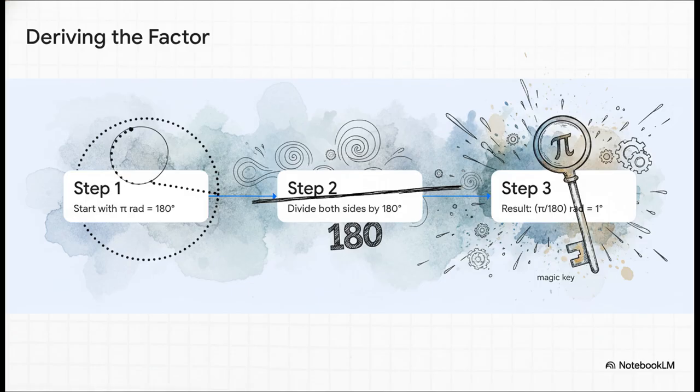We just start with our master equation, pi radians equals 180 degrees. Now, what if we just want to know what a single degree is worth? Well, we just do a little algebra, divide both sides by 180. And what does that give us? It tells us that one single degree is equal to pi over 180 radians. That little fraction is the key to everything.